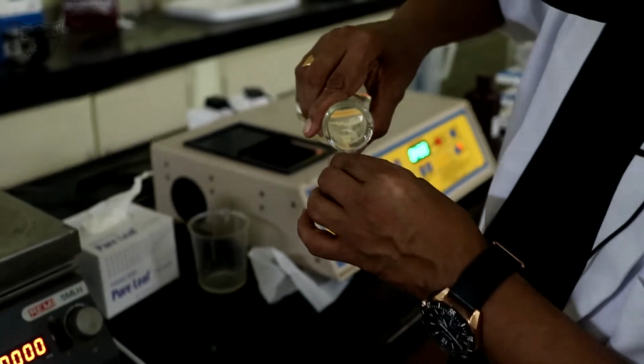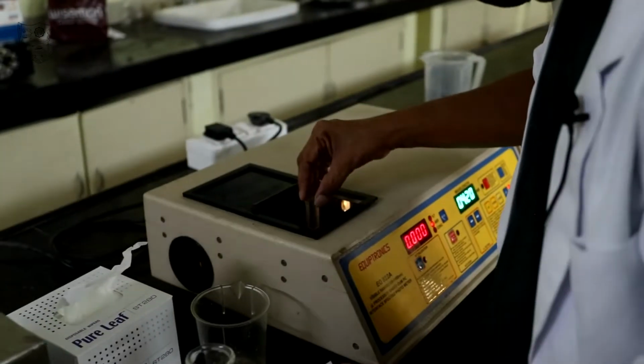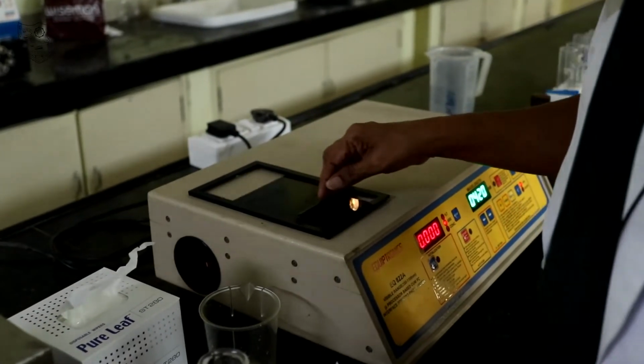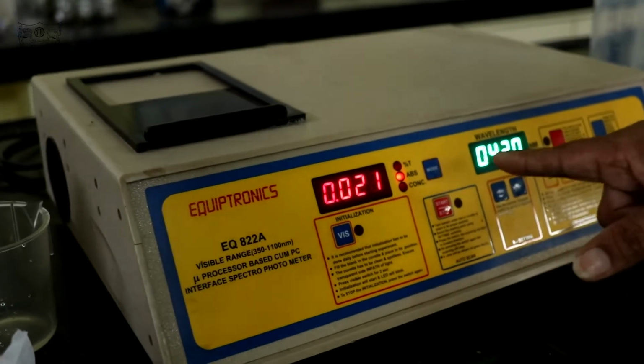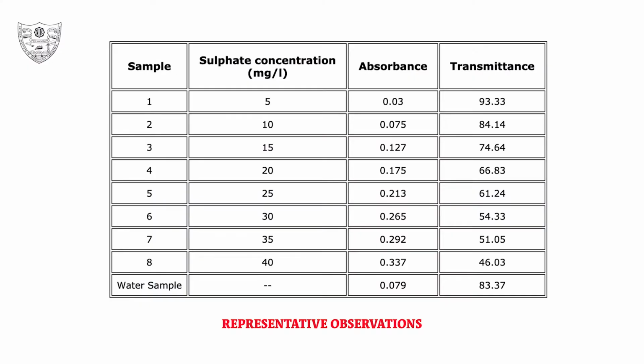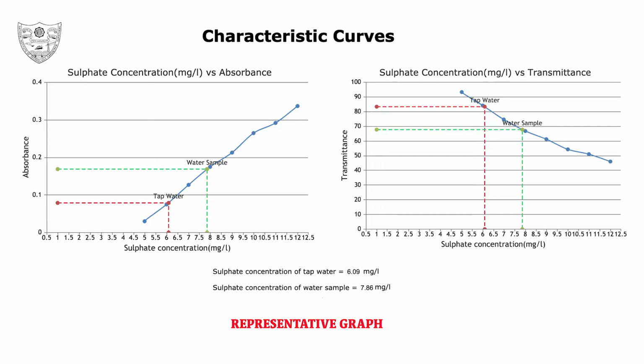Now measure the absorbance of all standards and samples. Plot a graph taking concentration in milligram per liter along x-axis and absorbance along y-axis. Since we know the absorbance of sample, from the graph we can find out the concentration of given water sample.